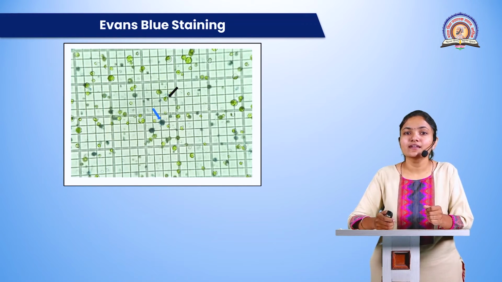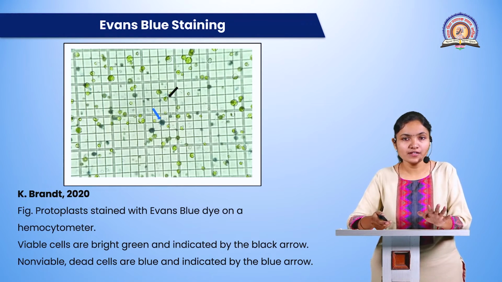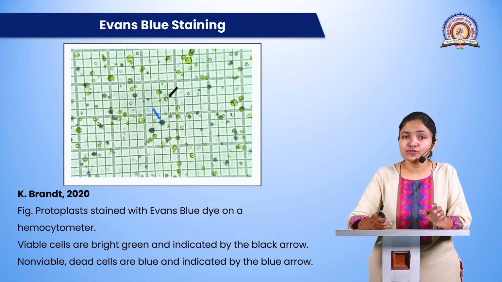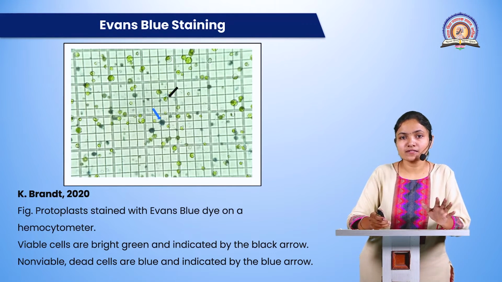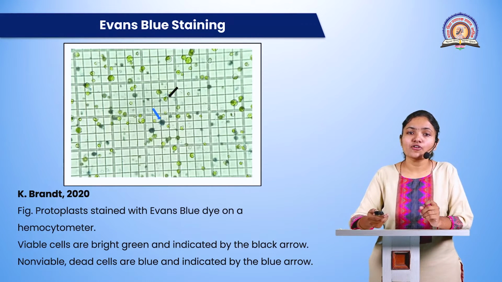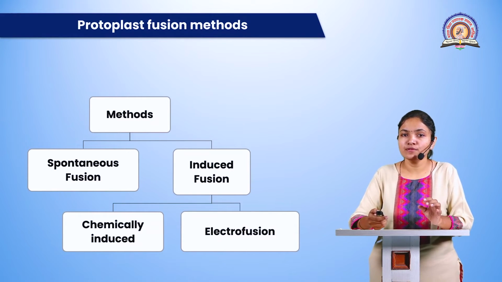and hence you can see in the diagram that there will be a blue colored protoplast which will be considered dead, and you can see some green colored protoplasts which are alive. So you can count only those protoplasts which are green in color under the hemocytometer, so that you can see the amount of live protoplasts per ml of the protoplast suspension or protoplast mixture. Okay? So these are all the different methods of viability testing of the protoplasts.